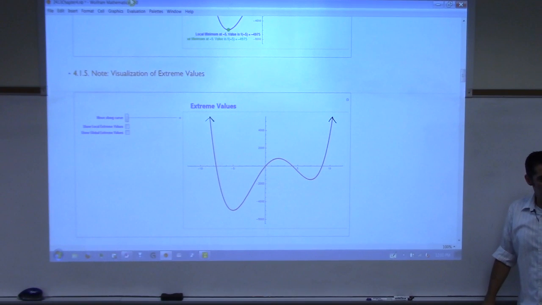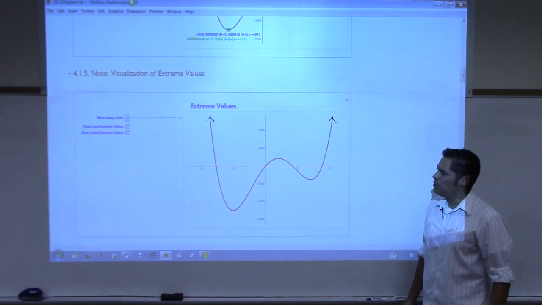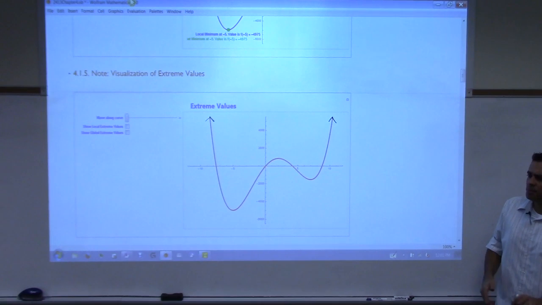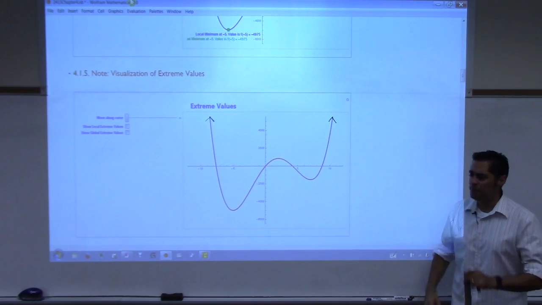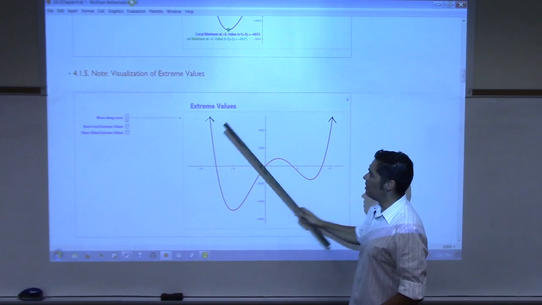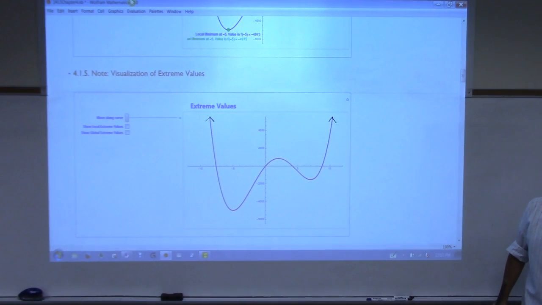So let's start with the globals, because you said you like the globals. Do we have a global maximum? No. Now, you might be tempted to say infinity, because it goes up forever. But with global maximums, we're looking for a value. If the function never has a highest value, because that goes up and that goes up, then it has no global maximum. We just say no global maximum.